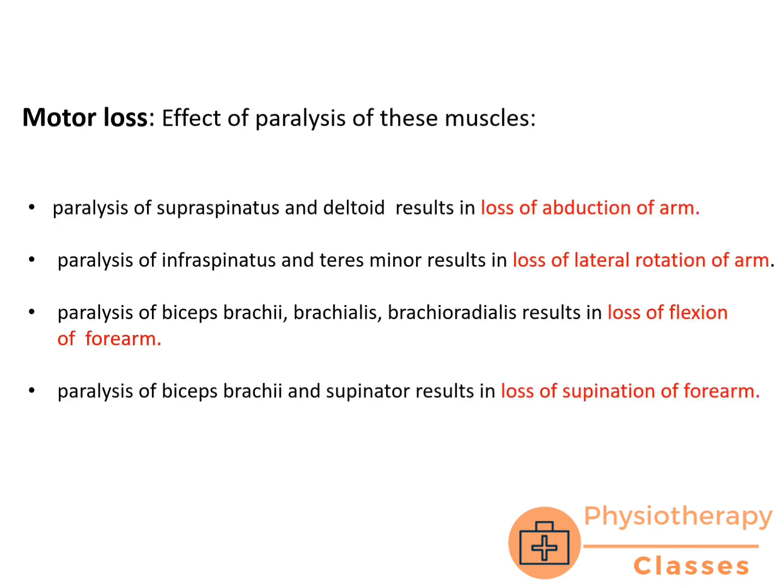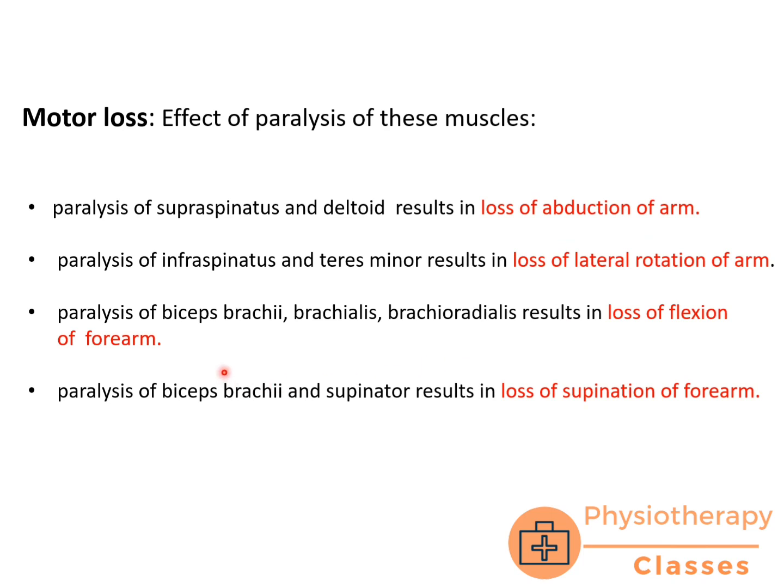What will be the effect of paralysis of these muscles? Supraspinatus and deltoid are responsible for abduction of the arm, so their paralysis will result in loss of abduction of the arm. Infraspinatus and teres minor are involved in lateral rotation of the arm, so their paralysis will result in loss of lateral rotation of the arm. As a result, the arm will be adducted and medially rotated.